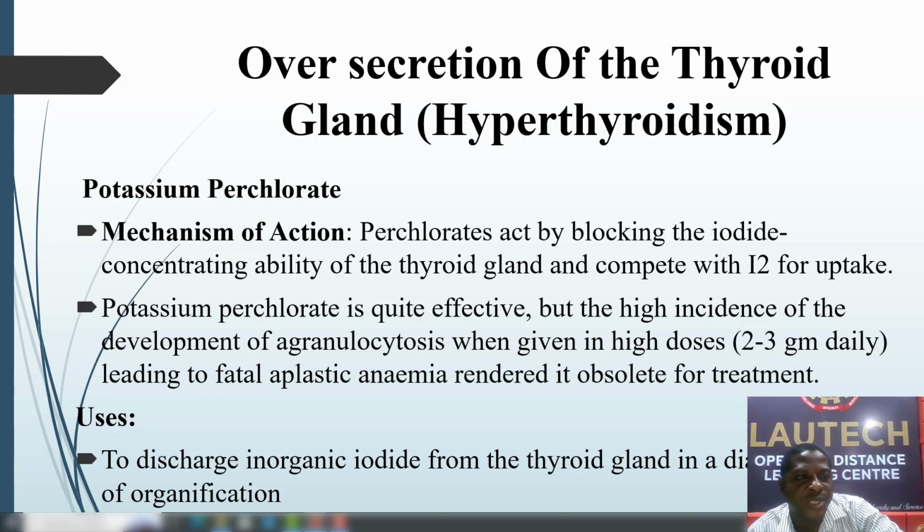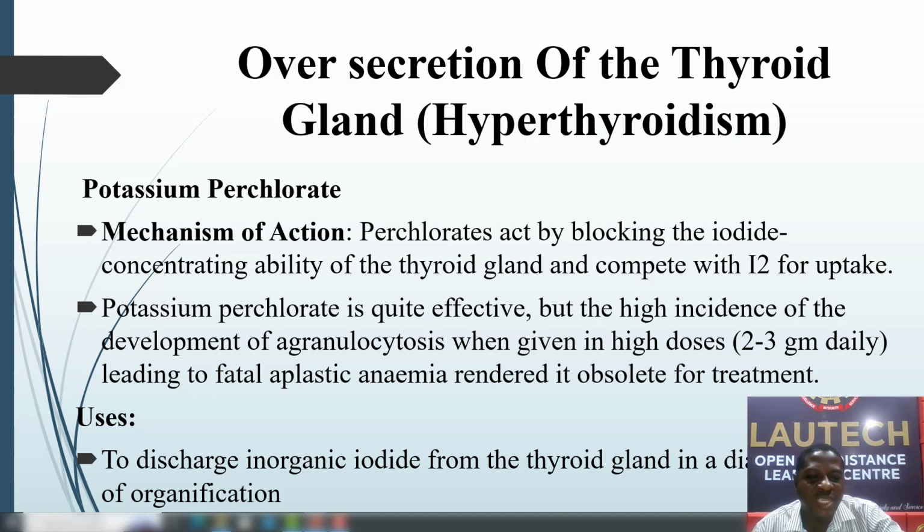Potassium perchlorate, mechanism of action. So perchlorate acts by blocking the iodide concentrating ability of the thyroid gland and competes with iodide for uptake. Potassium perchlorate is quite effective, but the high incidence of the development of agranulocytosis when given in high doses, that is 2 to 3 grams daily, leading to fatal aplastic anemia, renders it obsolete for treatment.